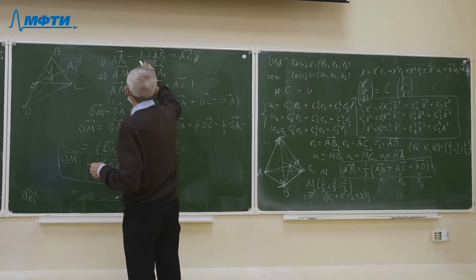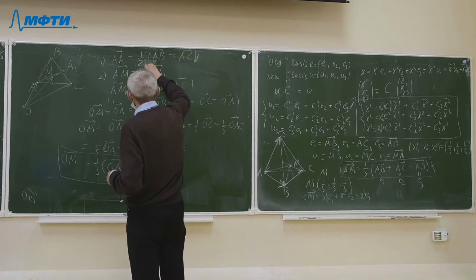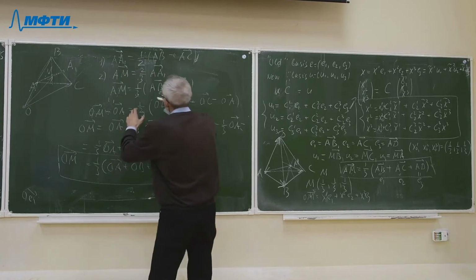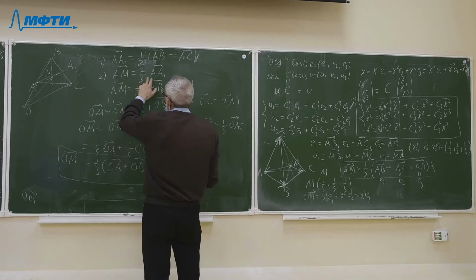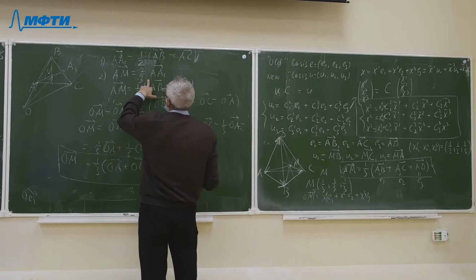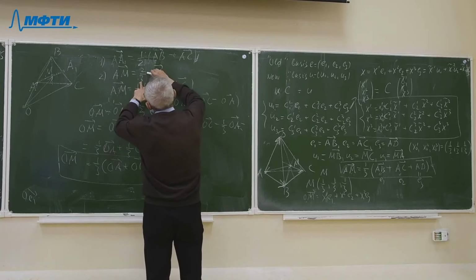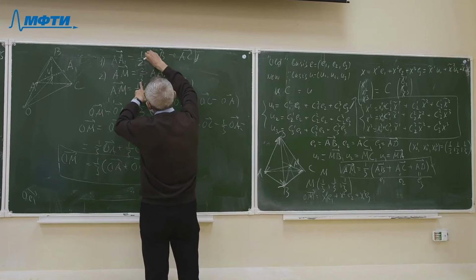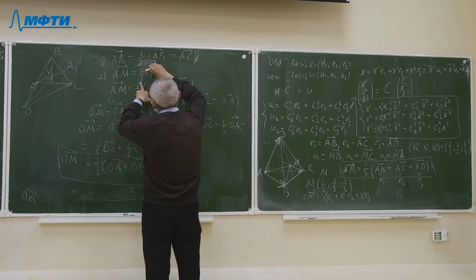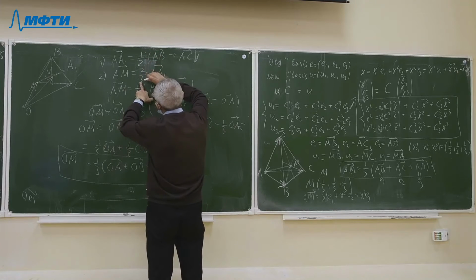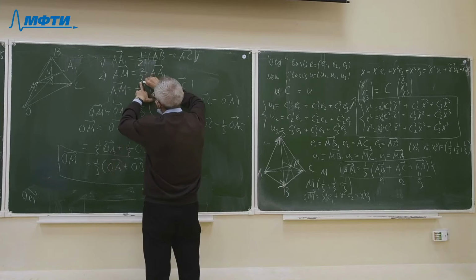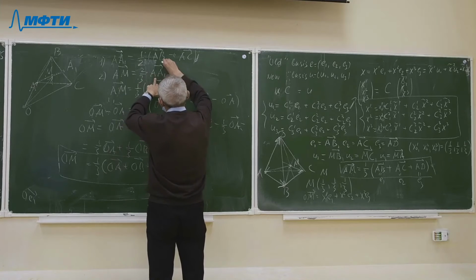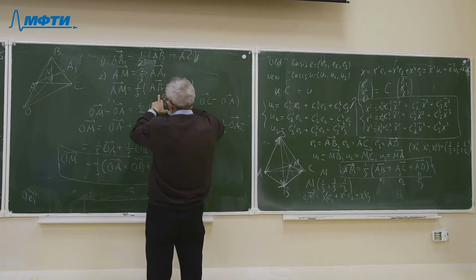This is 1 divided by 2, this is 2 divided by 3. And if we substitute in this formula, we can multiply 1 divided by 2 and 2 divided by 3. And we obtain 1 divided by 3. And we obtain this formula.